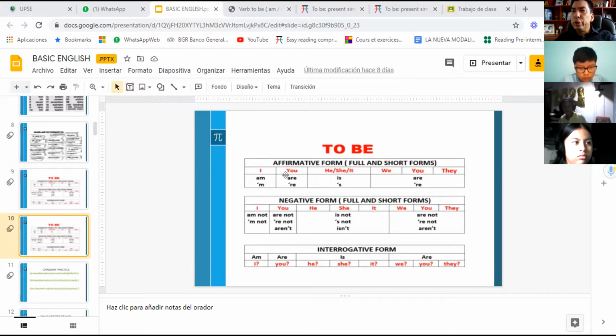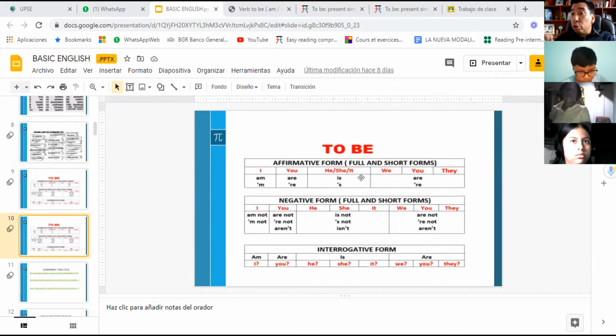For you: you are or you're. You can use the complete form or the contraction. The contraction is you're, the complete form is you are, right? The next one, for he, she, and it, we use is: he is, she is, it is.